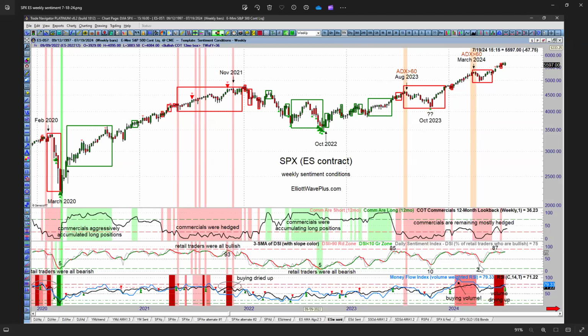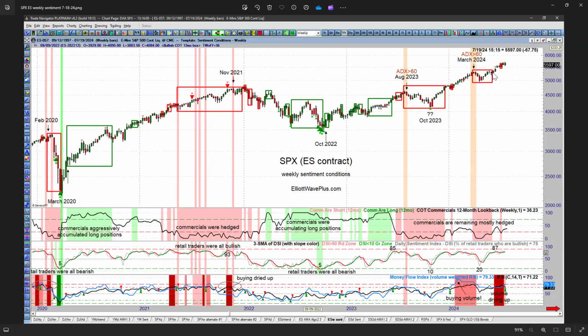But notice in March, commercials got back hedged. They were thinking that might be it, and we get a bigger pullback at that time, but we only got a small pullback. Also, retail traders got all the way down to a 20 here. So in just that 4 weeks, retail went from the 80s down to 20%. But notice the money flow. It stayed above the RSI until when?